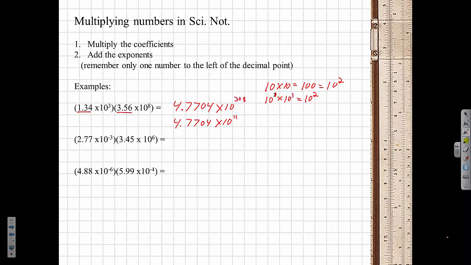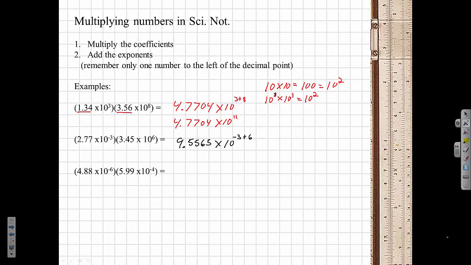2.77 times 3.45 gives me 9.5565. Again, don't worry about how many decimal places to keep. We'll talk more about that later. Times 10 to the what? Well, notice we've got a negative 3 here, so it's negative 3 plus 6. What's negative 3 plus 6?